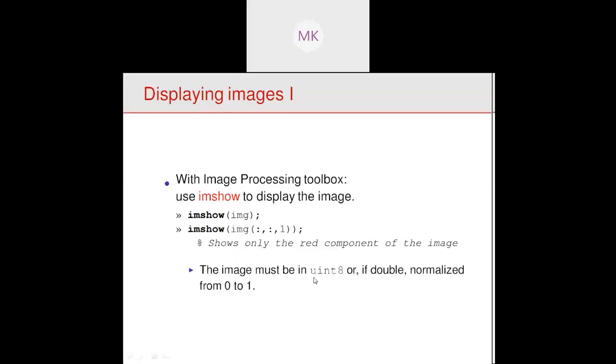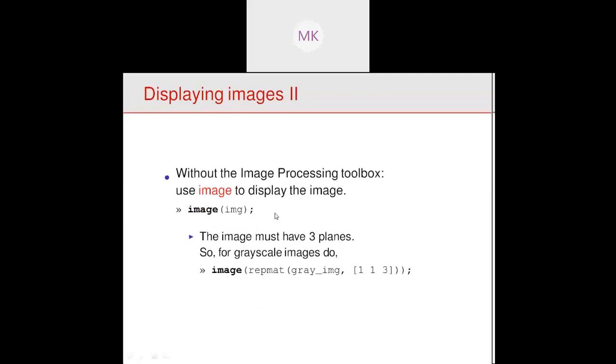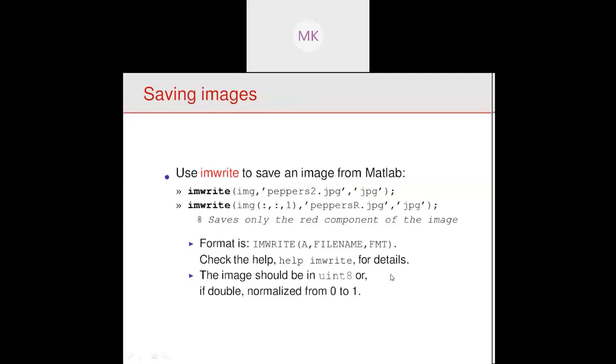The image must be in uint8 or double, or normalized from 0 to 1. Without using the image processing toolbox, we can display the image by using image of IMG, which has three planes. These are represented by 1, 1, comma 3. imwrite is used in order to save the image from MATLAB. The format is imwrite, A, comma, file name, then the type of the image.